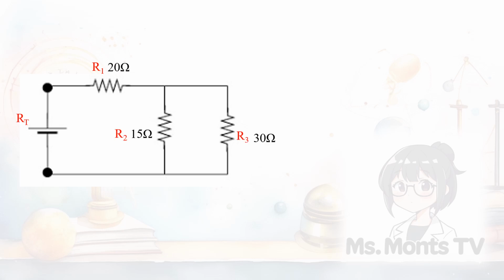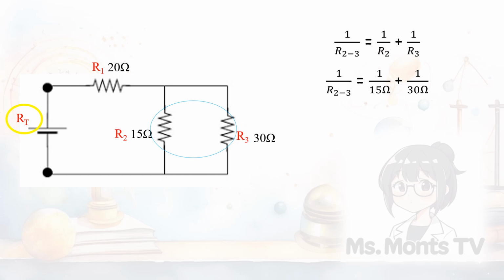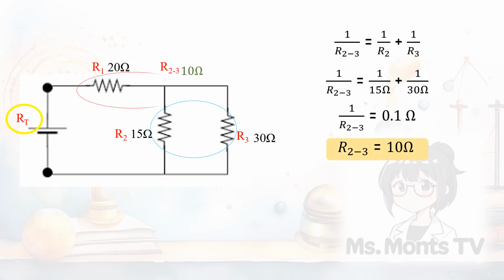So we have R1, R2, R3, and we are looking for the R total. The first one that we're looking for will be the R total. So remember, R2 and R3 are in parallel. So the formula is 1 over R23 equals 1 over R2 plus 1 over R3. 1 over R23 equals 1 over 15 plus 1 over 30, which is 0.1 ohms. That is 1 over R23, so you have to get the reciprocal. That will be 10 ohms. So R23 is 10 ohms.